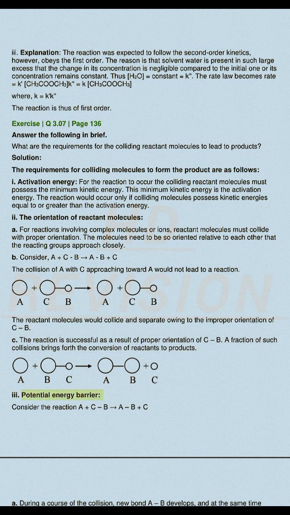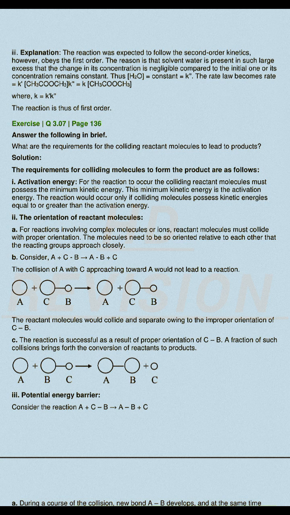III. Potential energy barrier. Consider the reaction A + BC → AB + C. During the course of the collision, a new bond A-B develops, and at the same time bond B-C breaks.